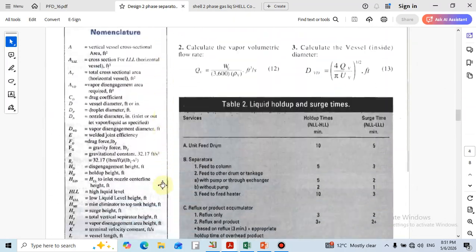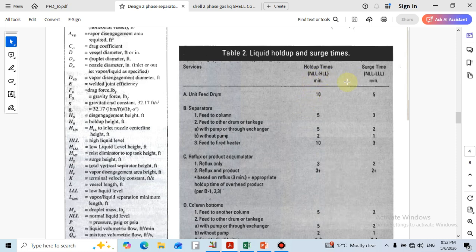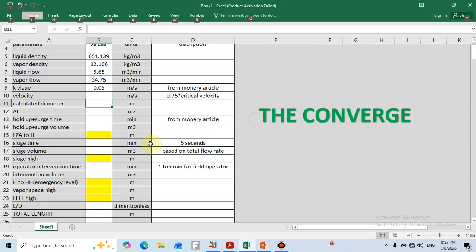For the hold up and the surge time, as you can see, where your separators serve as a feed to column, 5 and 3 minutes can be considered respectively. So the summation of these two values, I will insert the summation of these 3 and 5 minutes, which is equal to 8 minutes, as the whole hold up time and surge time.